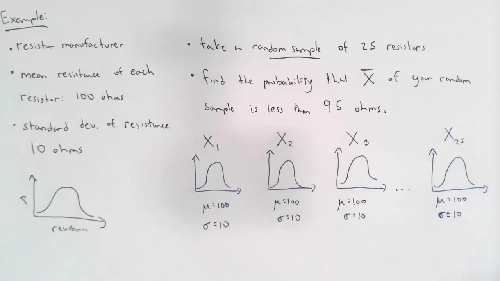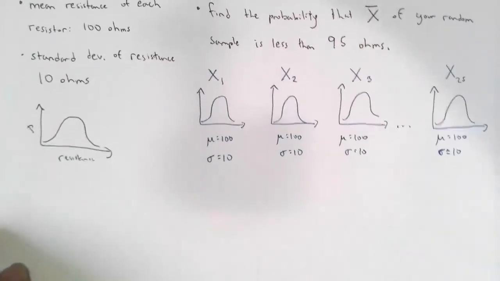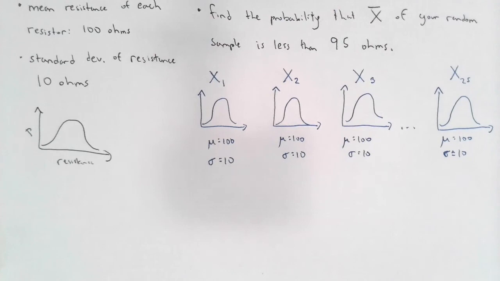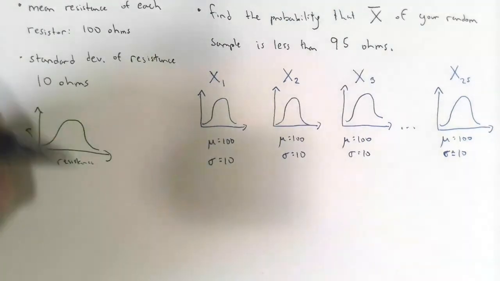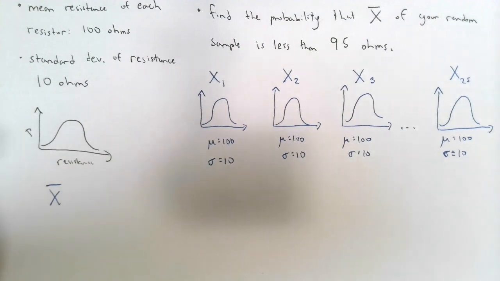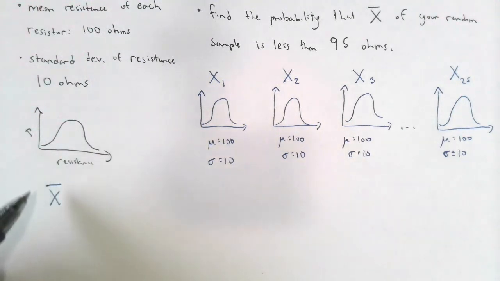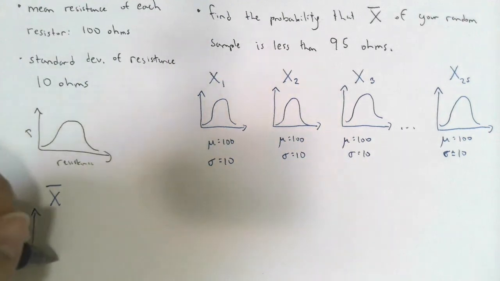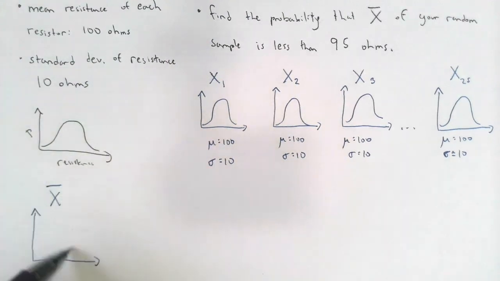Now, those are the probability distributions for each individual resistor, so for the resistance of each individual resistor. But what I would like to know is, if I were to grab the average resistance of each of those 25, what is the probability that that average resistance is less than 95 ohms. So this sampling distribution of my sample mean, my first question would be, if I were to plot the probability distribution of my sample mean, what would that look like?